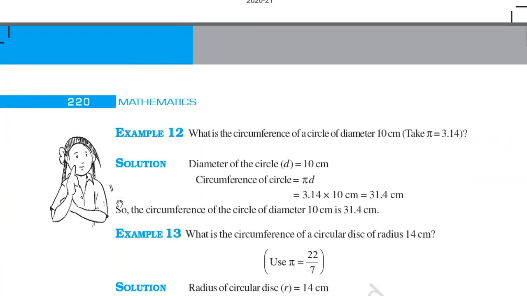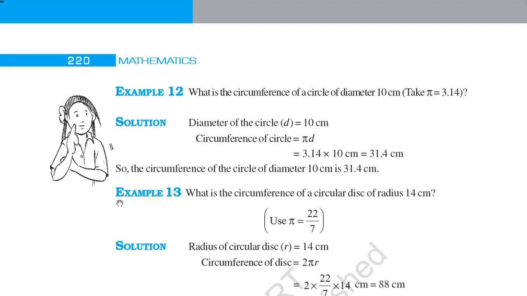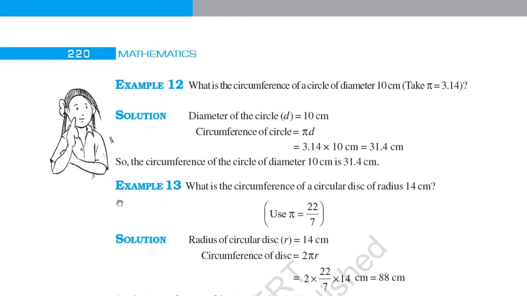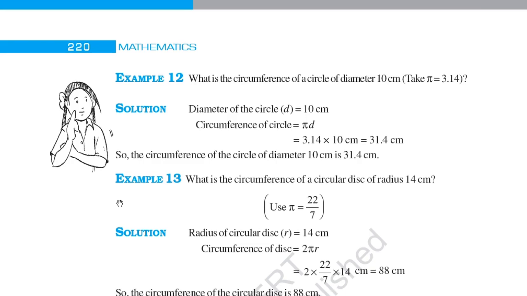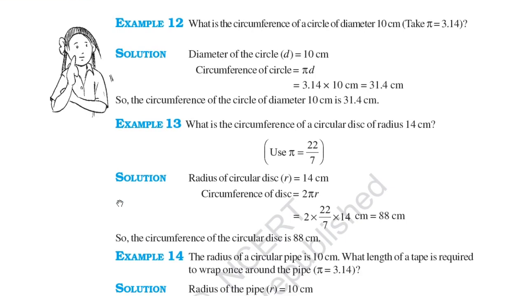Example number 12. What is the circumference of a circle of diameter 10 centimeter? Take pi is equal to 3.14. So you have to find the circumference. The diameter of the circle D is equal to 10 centimeter. So circumference is pi D, that is 3.14 into 10, that is 31.4. So the circumference of the circle of diameter 10 centimeter is 31.4 centimeter.